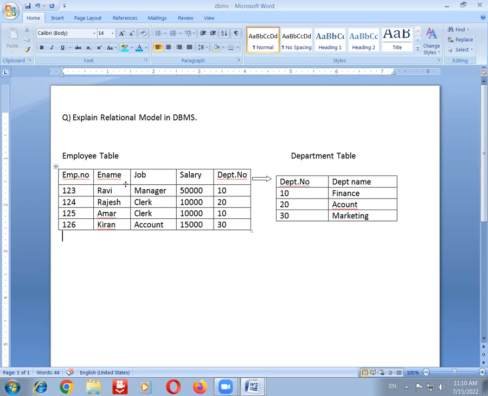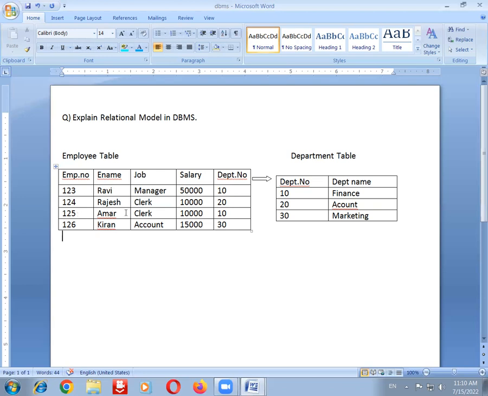Okay, so different names, jobs, salaries, employee numbers and department numbers are presented here. Here the employee numbers are different and the department numbers are different. For example, employee number 123, name Ravi, is working in which department? Department number 10.